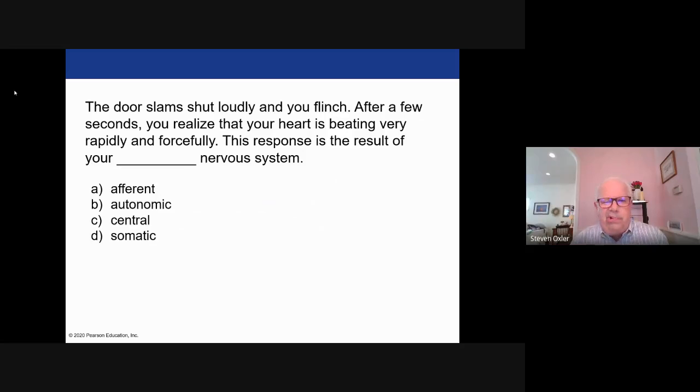The door slams shut loudly and you flinch. After a few seconds, you realize that your heart is beating very rapidly and forcefully. This response is a result of your blank nervous system. Autonomic. Very good.